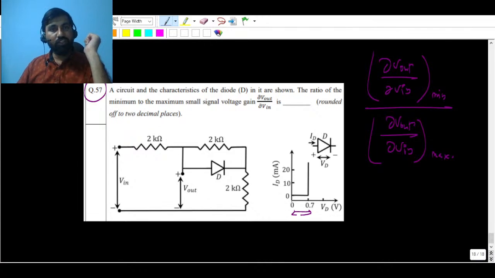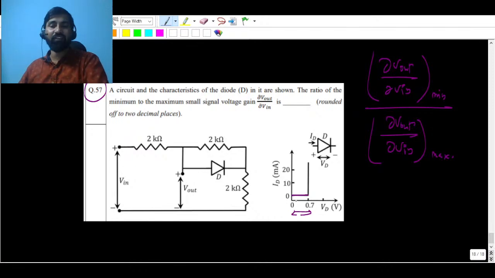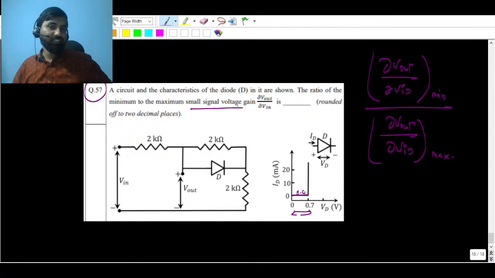When the diode voltage is 0, the current is also 0. Or you can say when the voltage across the diode is less than 0.7, your diode behaves like an open circuit because the current is 0. This is the piecewise characteristic they have given. In this segment, the current is going to be 0, and your diode will behave like an open circuit. And if the diode voltage is greater than 0.7, there is a huge current, and the diode behaves like a short circuit. As far as small signal voltage gain is concerned, you can replace this diode with the help of a resistance as well.